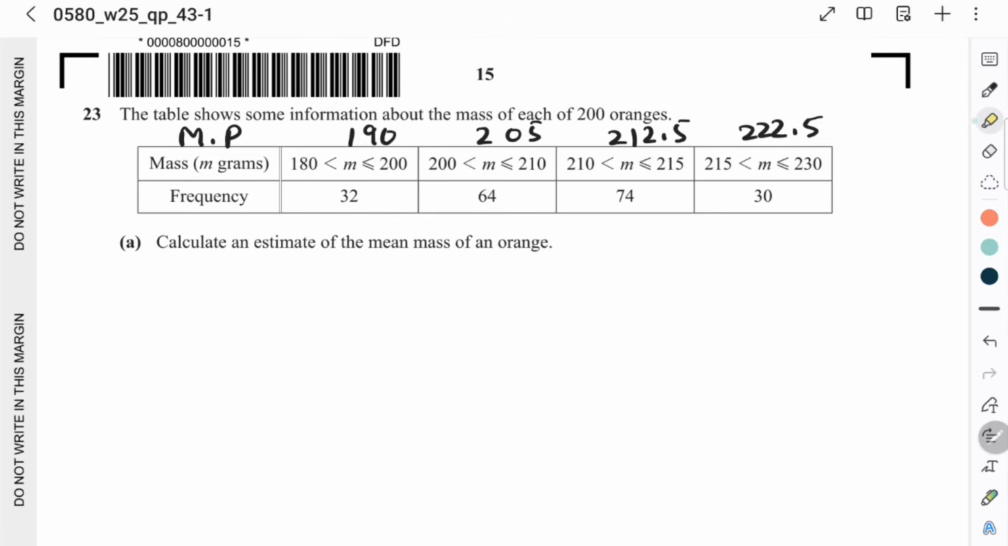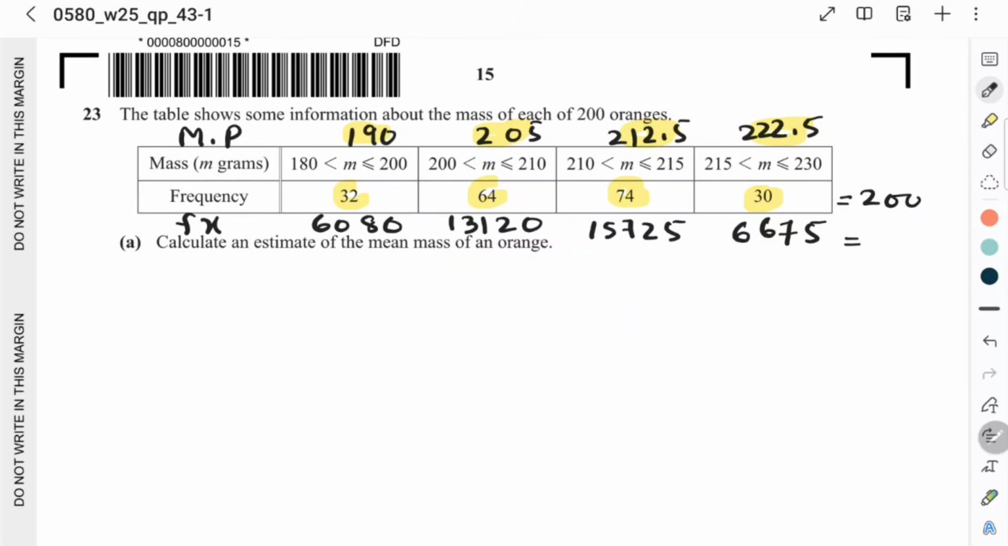Okay, what do we do? We just multiply these two, for fx. 190 times 32 is 6080, 205 into 64 is 13120, 212.5 multiplied by 74 is 15725, 222.5 times 30 is 6675. Okay, and the frequencies total 200.